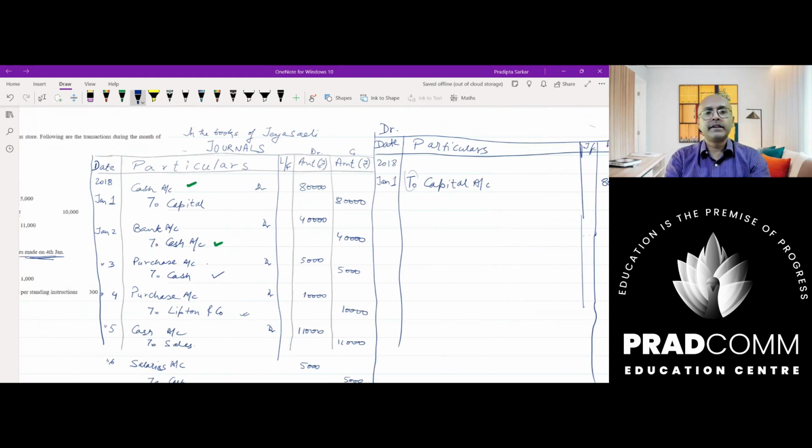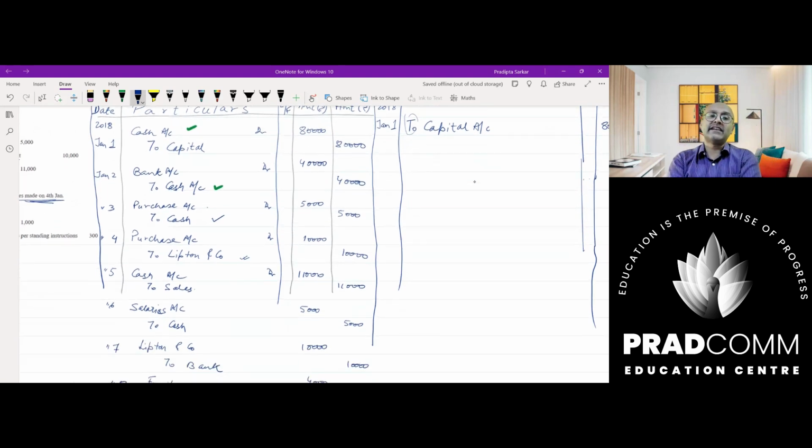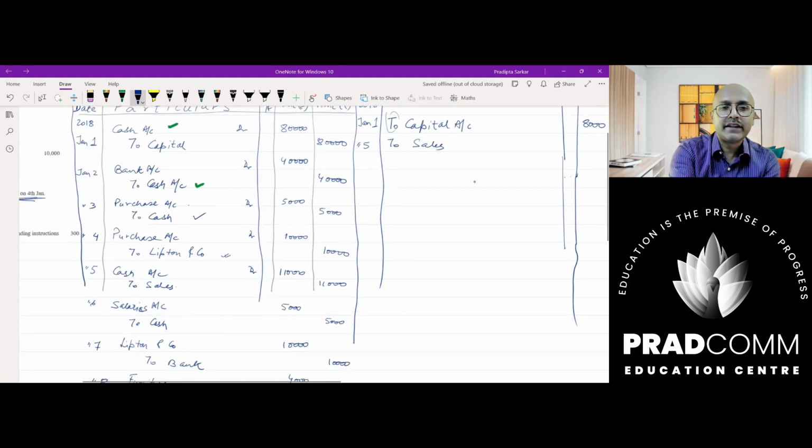Then for the 4th Jan entry, you can find out there is no cash account given. So therefore, we will not post in cash account. This entry will not be posted in cash account as cash account is not being mentioned over here. 5th Jan, cash account is debited. Tell me on which side we will write. We will write on the debit side. What name will we be writing? The name that comes on the opposite, that is sales. So the date is Jan 5 to sales, 11,000.